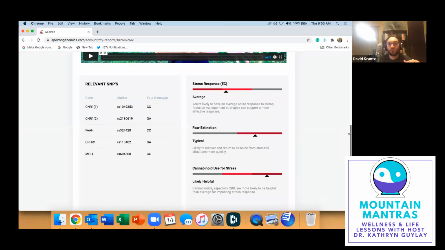So you're someone who's probably, from an endocannabinoid perspective, got a pretty naturally good or balanced stress response. We're looking at a combination of cannabinoid receptor genes that have been studied in isolated lab settings where, say, they expose someone to a startling event and then see how long it takes them to come back to baseline. And that's what the fear extinction readout there in the middle is.